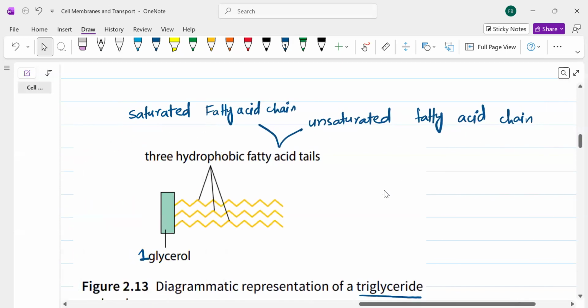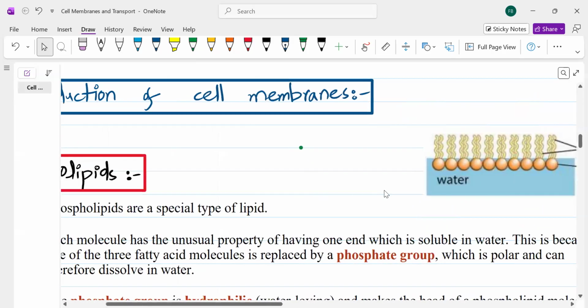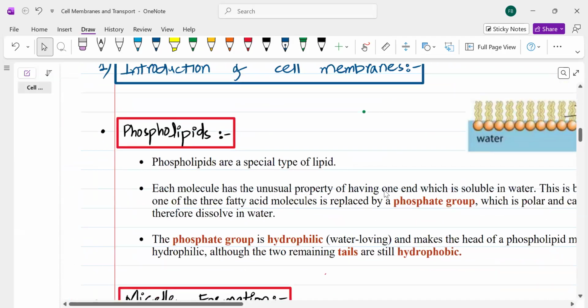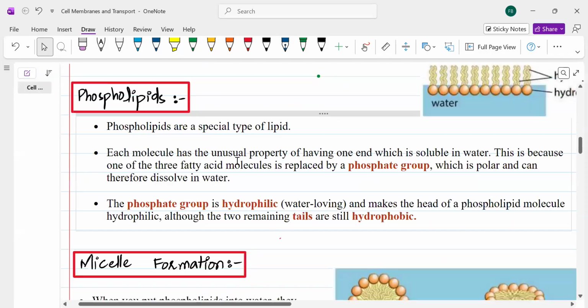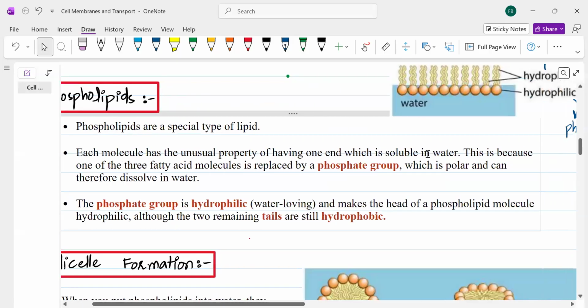Okay. Now, this was a general introduction about phospholipids, and it is mentioned over here that phospholipids are a special type of lipids. Each molecule has the unusual property of having one end which is soluble in water. This is the unique property of the phospholipid. Otherwise, we have discussed that lipids are insoluble in water. And why are they insoluble in water? I am talking about general lipids, not phospholipids. Why are lipids insoluble in water?